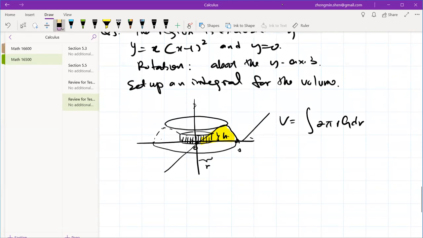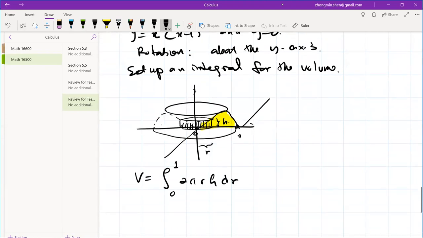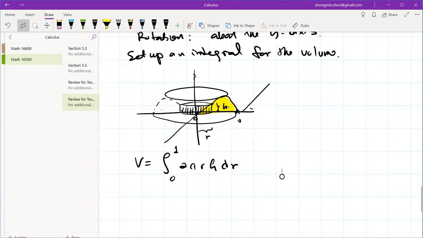So this is the volume, right? Volume is going to be the integral of 2 pi r h dr. The smallest value of the radius is 0. The largest one is going to be 1. If you look at this integral, the only thing you have to do is to express h in terms of r. Okay.